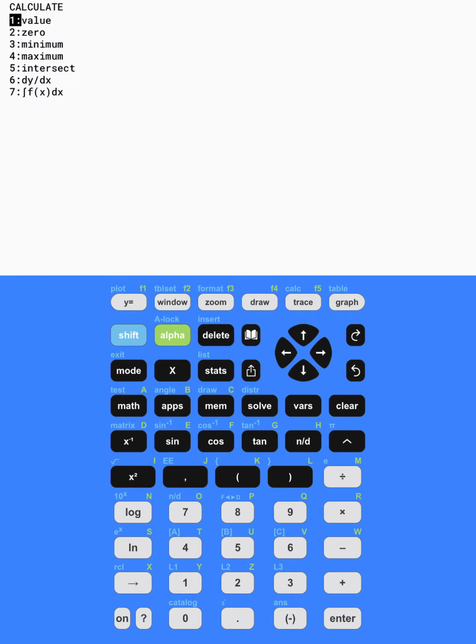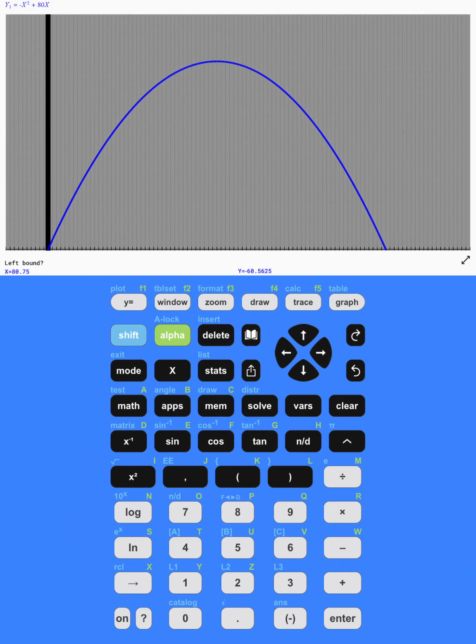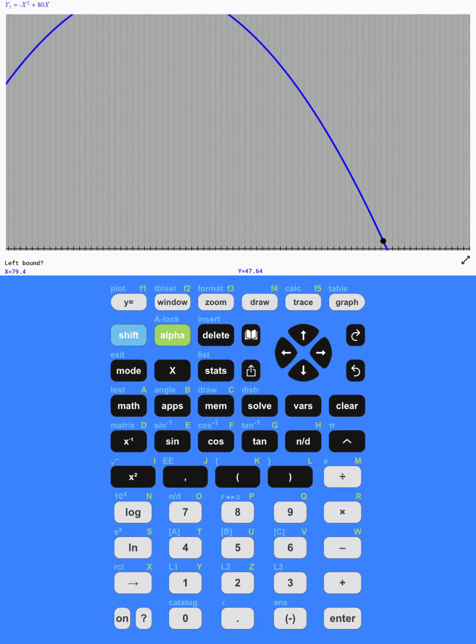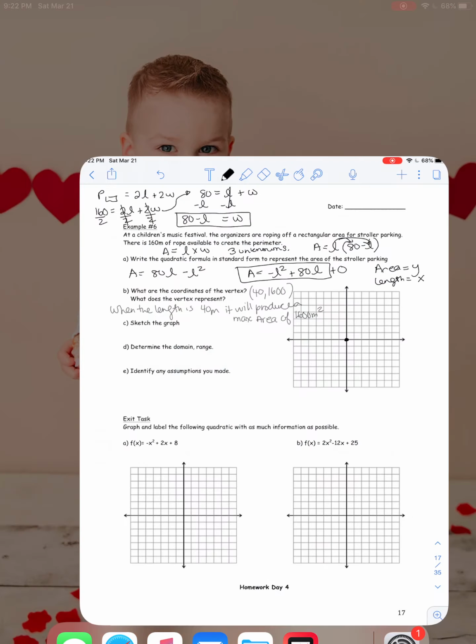Then you're going to go to second trace. You're going to go to number 2 for your zeros or your x-intercepts. You're going to move your cursor as close as you can to this x-intercept. Now, if you're moving to the left, you'll notice that your y value is positive. So anywhere y is positive, press enter. For the right bound, watch your y coordinate. The second it becomes negative, anywhere that it's negative, you can press enter for the right bound. And then press enter again. You should find that your 0 is at 80 and 0. So that's going to be helpful for my graph.